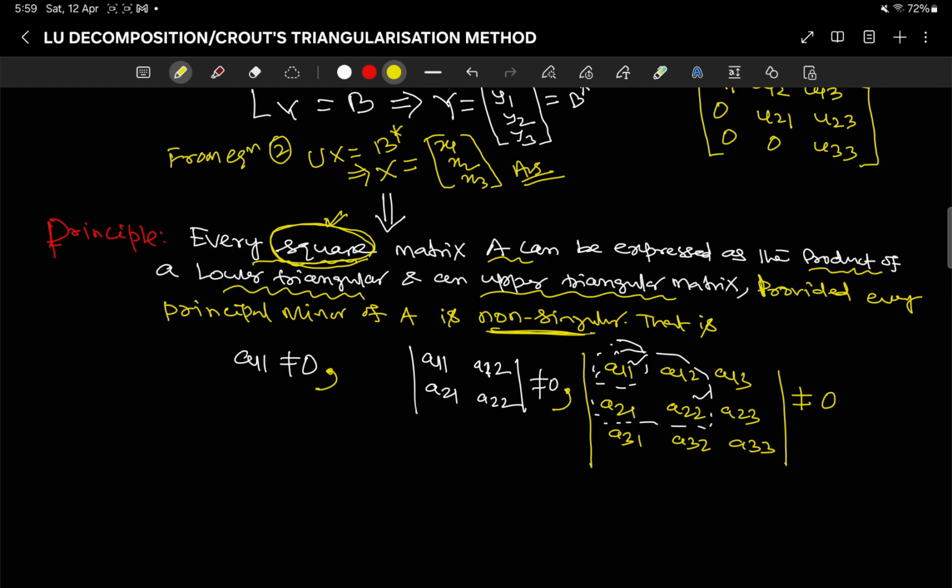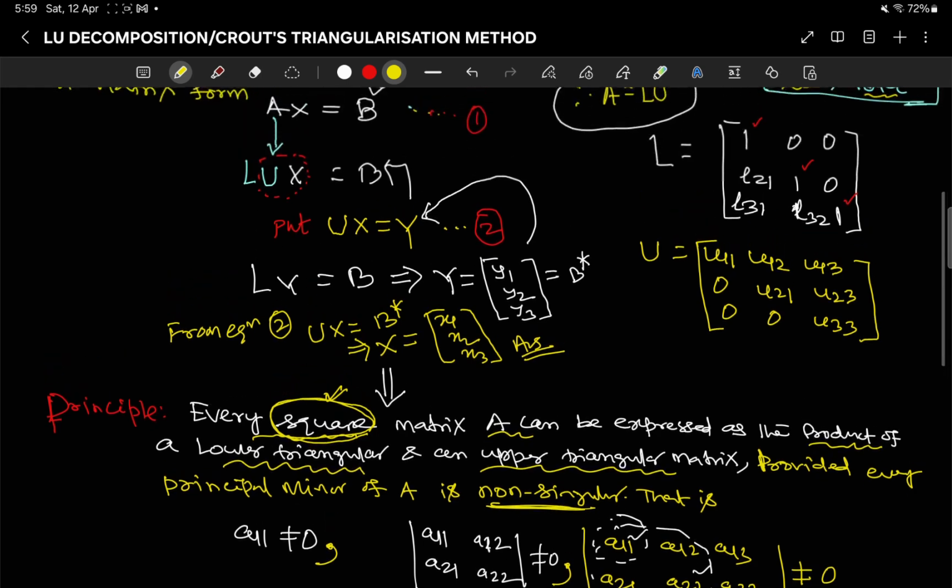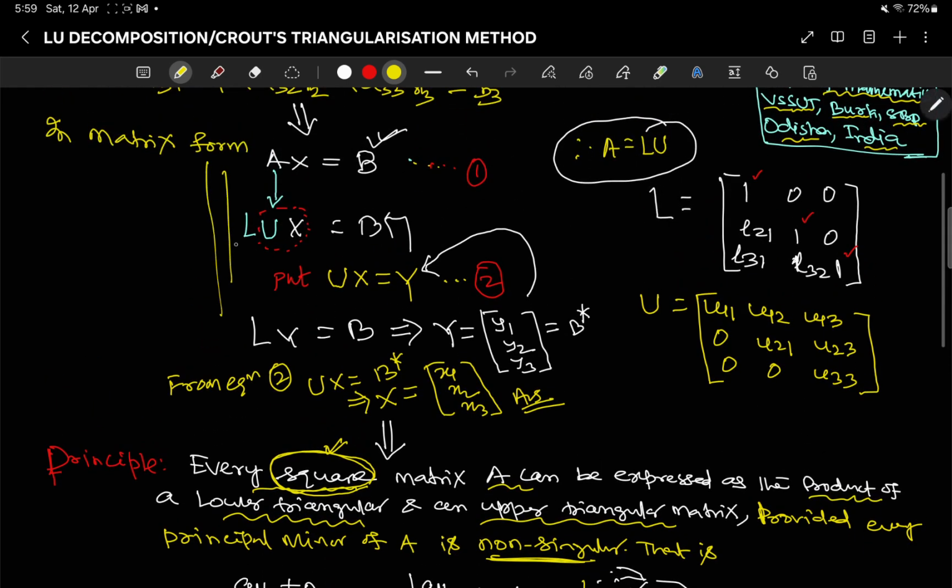So now let us discuss the working rule for this method. This is my working rule. Now let us solve an example.